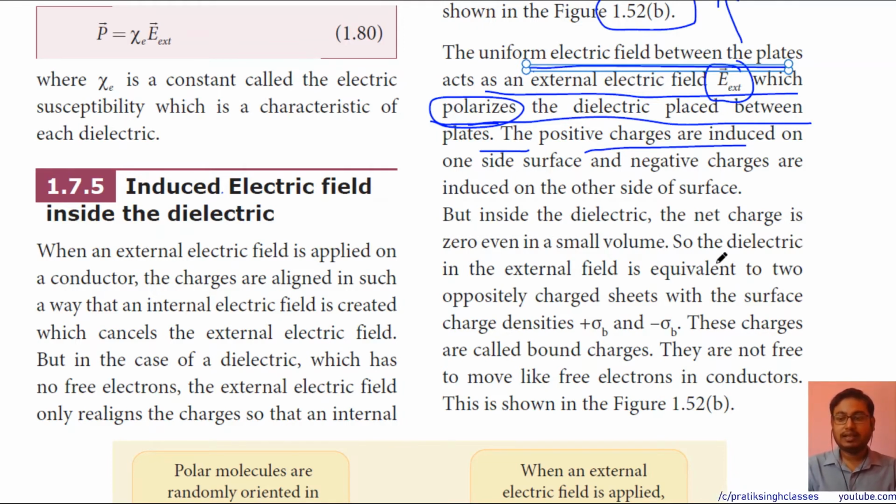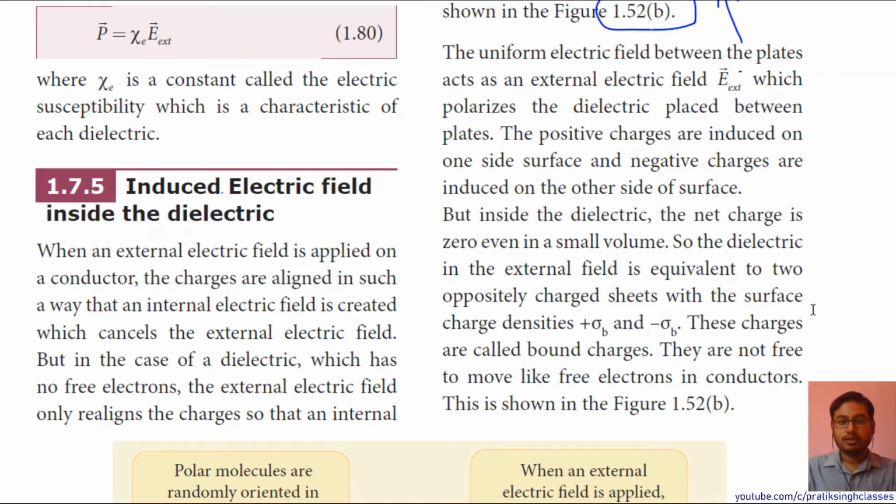So the dielectric in the external electric field behaves like two oppositely charged sheets with the surface charge density as positive sigma b and negative sigma b. About this we have already seen in our previous videos. Please go through that. These charges are called bound charges. They are not free to move like free electrons in conductors, as shown in figure 1.52b.